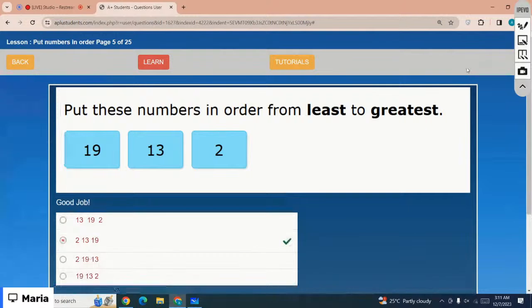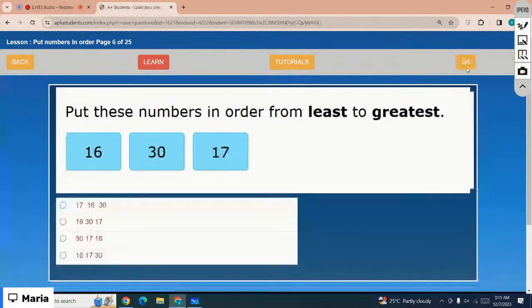Okay, then you have to put these numbers in order from least to greatest. So how do you arrange them? Which is the correct option?